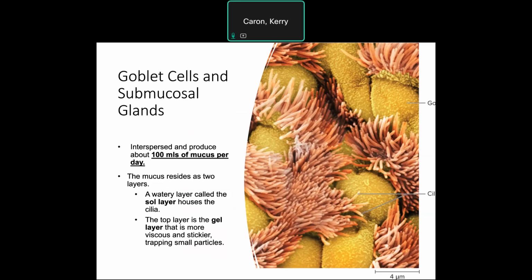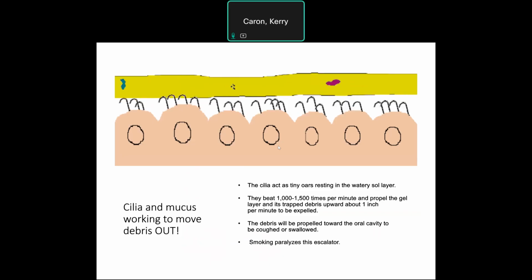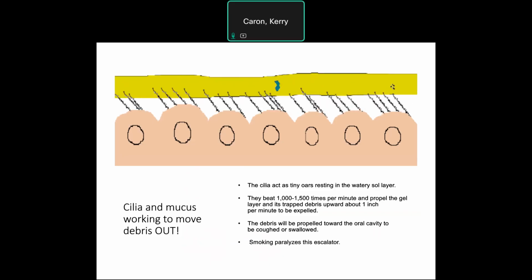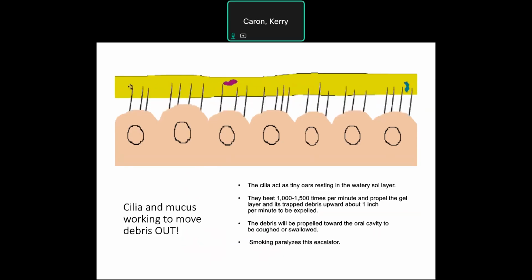One layer is a watery layer called the sol layer, which houses the cilia. The top layer, the gel layer, is a more viscous, thicker, stickier substance that's going to trap small particles. And this is kind of how the cilia and the mucus work together. I like this, like little tiny oars resting in that sol layer.